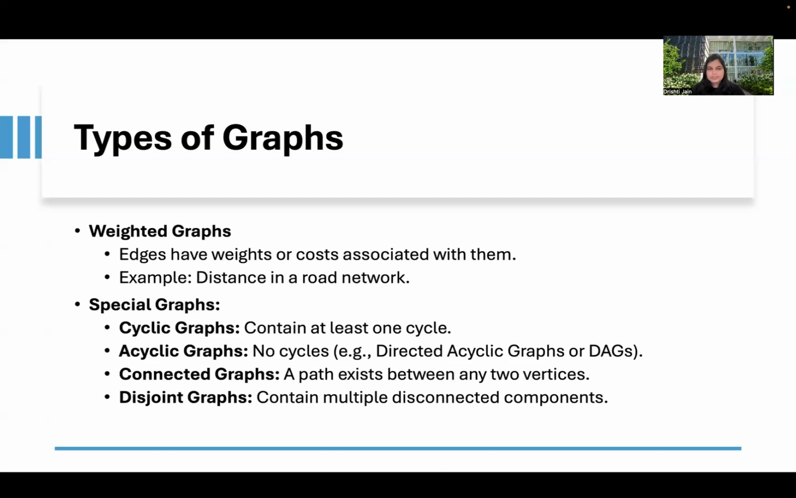There are also a few special graphs. The first one is the cyclic graph. They contain at least one cycle. So it would go roundabout and lead to the same node. That is called a cyclic graph. Acyclic graphs have no cycles. For example, directed acyclic graphs or DAGs. So there's no cycle. Everything might be connected, but it does not lead back to the same place. Connected graphs: a path exists between any two vertices. So you can reach each vertex from the other vertex in this graph. Disjoint graphs contain multiple disconnected components.